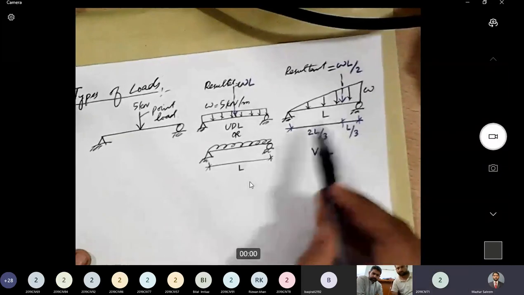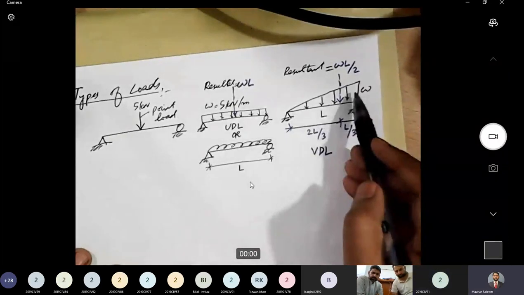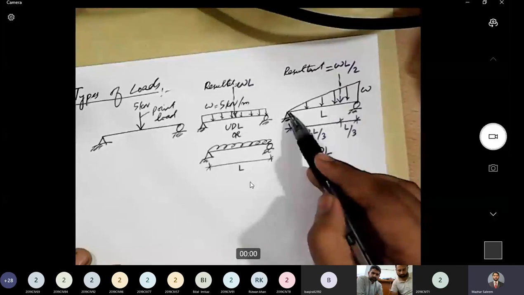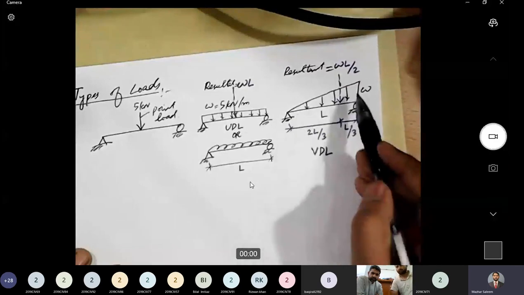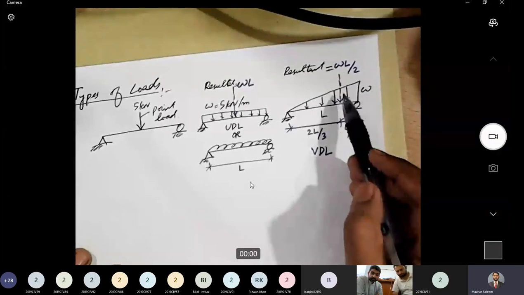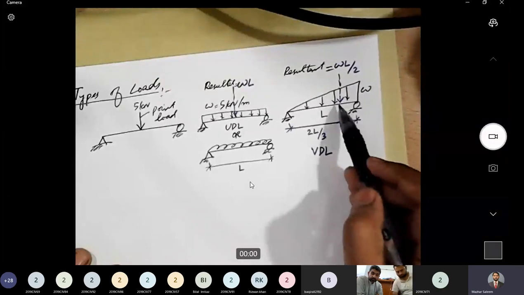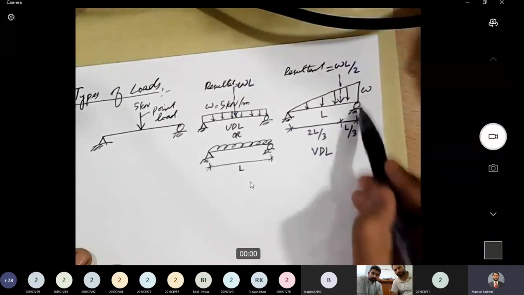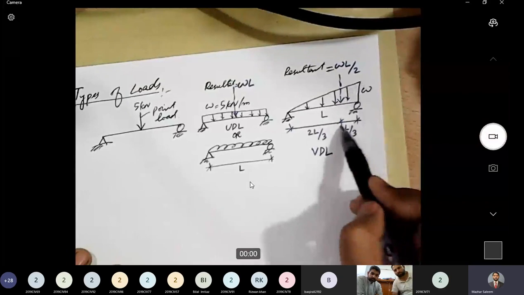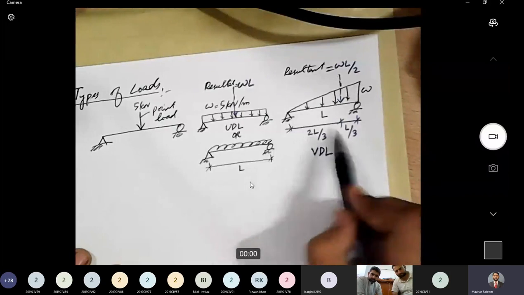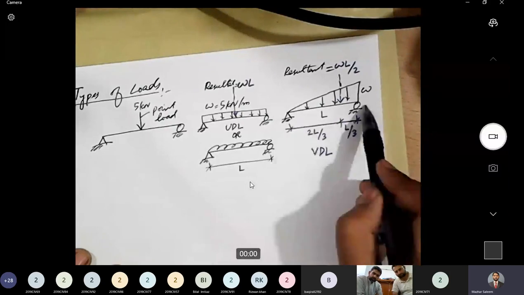The resultant of a VDL passes through the centroid of the triangle of the VDL. So this VDL is making a triangle, right? So the resultant of this VDL will pass through the centroid of the triangle. And what is the location of centroid of triangle? From the vertical side, it is L by 3, and from this side where the ordinate is 0, it is 2L by 3. L is the total span.